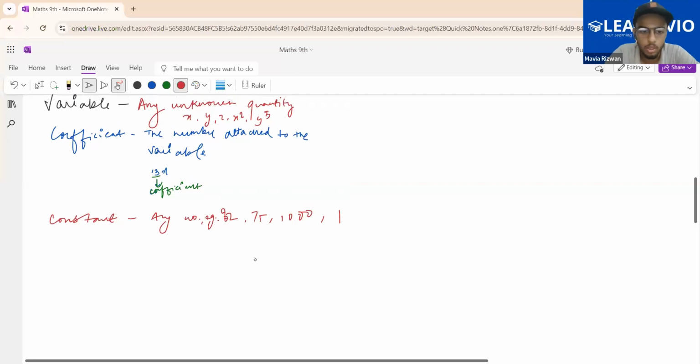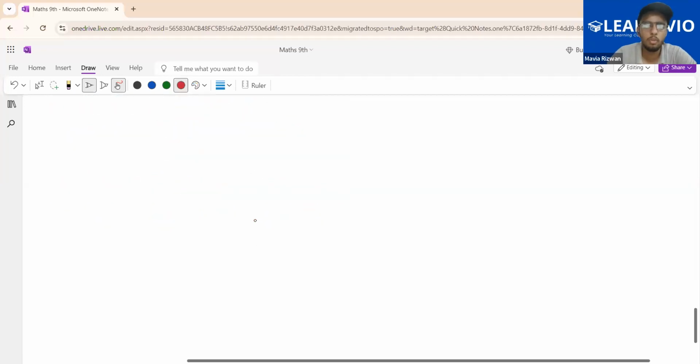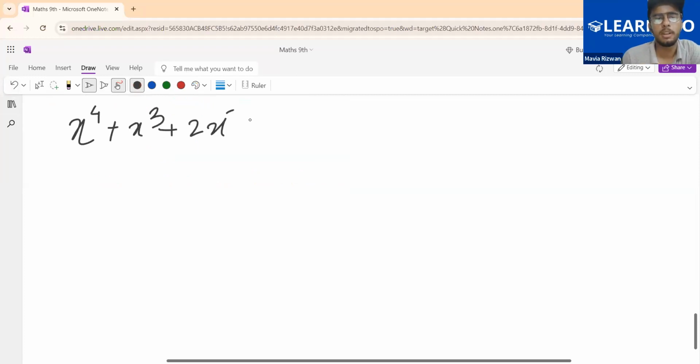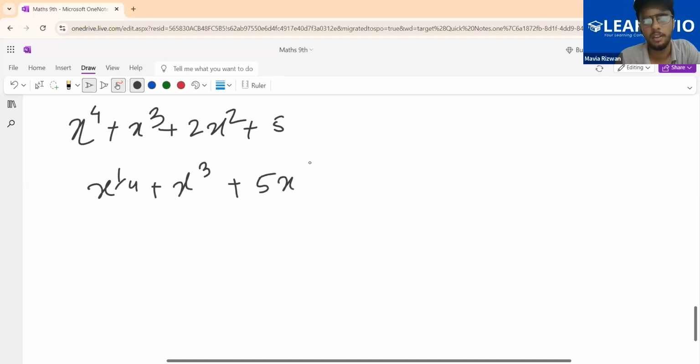Yes, sir. Okay. So now Safia, we move on to the next thing, that is the degree of a polynomial. But before that, we need to identify what a polynomial actually is. Now I have x raised to the power 4 plus x cube plus 2x square plus 5. So this is a polynomial, right? Yes, sir. But tell me, is x raised to the power 1 by 4 plus x cube plus 5x square a polynomial?